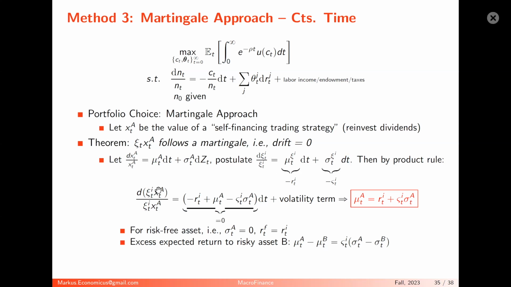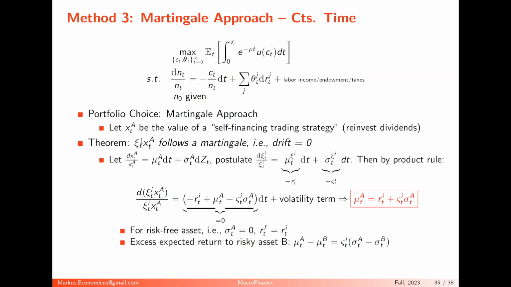Then the product has to follow a martingale. So I have an X_A process and I have an SDF process, and the product itself is also a stochastic process. I can use Ito's product rule. It has to follow a martingale. I only care about the drift, because for a martingale the volatility term doesn't matter. The drift has to be equal to 0. Otherwise, it wouldn't be a martingale; it would be a super- or a sub-martingale.